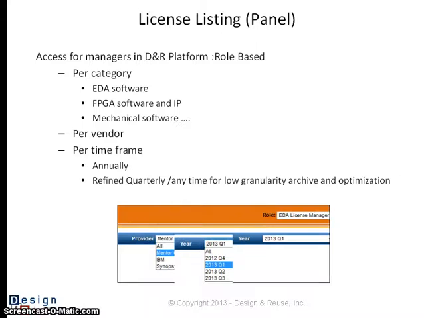Before describing the license, this environment must be flexible, and several managers want to use this platform. So you can enter this platform being responsible of the EDA license, of the FPGA license, software and IP, mechanical software, so per category of tools, per vendor. And you can also have below entry per quarter. I want to see the status in Q1 2013. That means you have flexible entry per role, what do you want to manage, per vendor, depending on your authority. And you can access immediately per time frame.